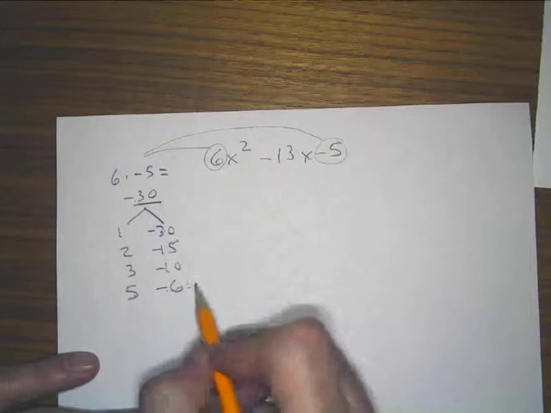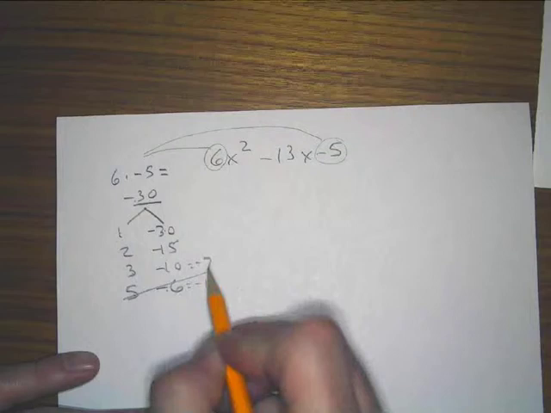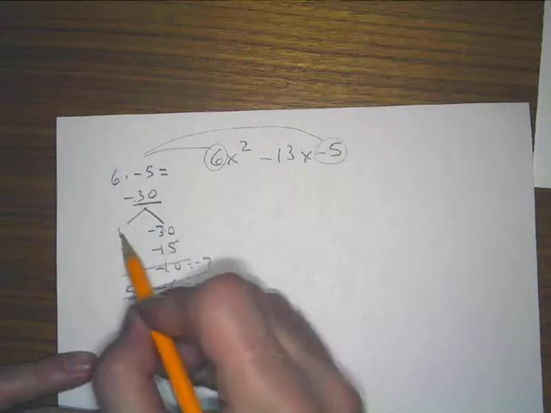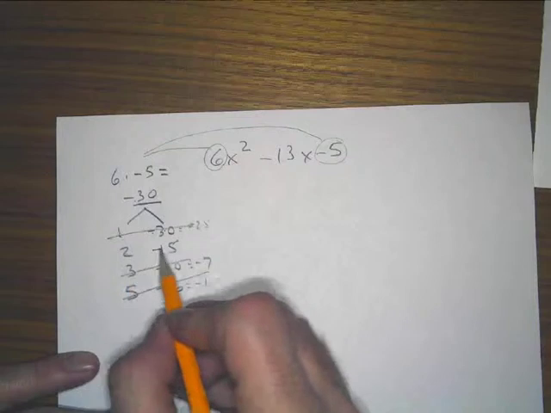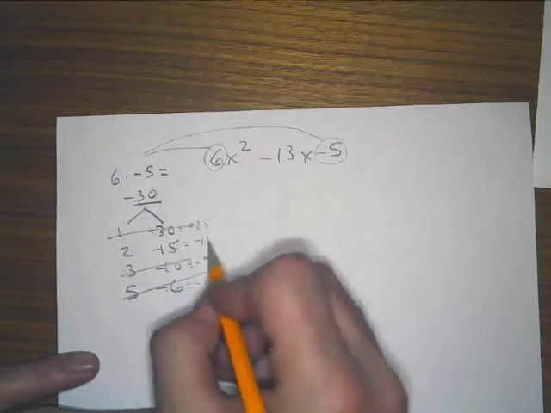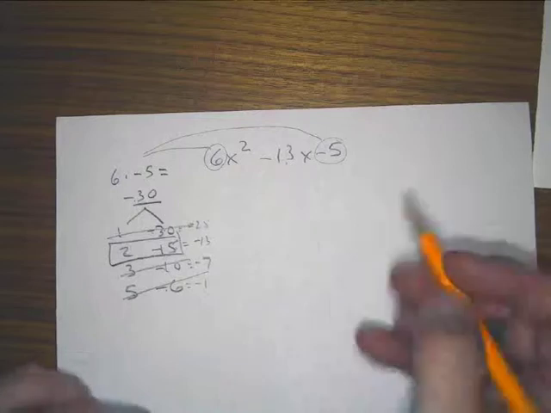5 minus 6 is -1, that's no good. 3 minus 10 is -7, no good. 1 minus 30 is -29, no good. 2 minus 15 is -13. That's the one we want because it equals -13.